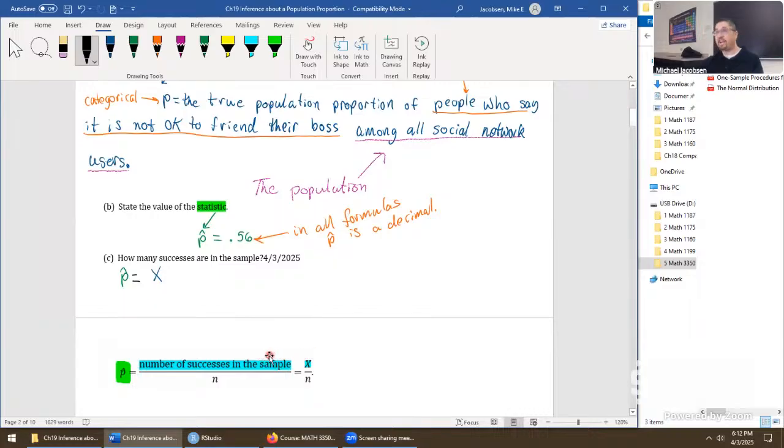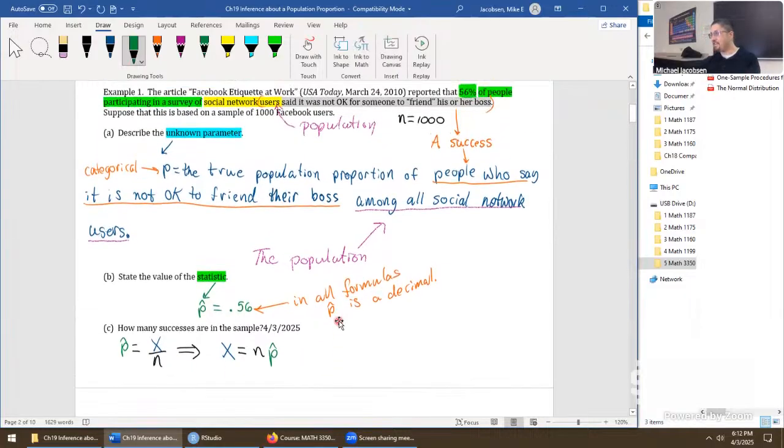See the numerator in this fraction right here, divided by sample size n. This would then imply that if we want to know the number of successes, just solve for x in that formula. x equals n times p hat. So now with that formula nailed down, we're done with that structure there.